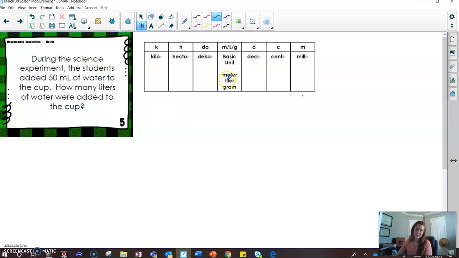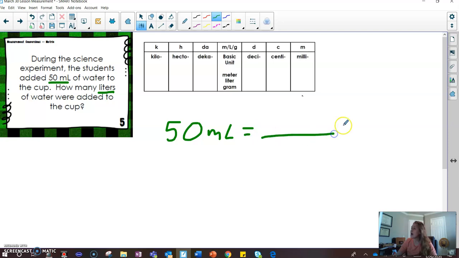All right, so we can see here, based on what I'm providing you, that we're now moving into the metric system. During the science experiment, the students added 50 milliliters of water to the cup. How many liters of water were added to the cup? This is a one-step problem again. We're going from 50 milliliters to liters. So we're going to write our conversion equation. 50 milliliters equals how many liters? We're going from milliliters to liters, so we're going small to big. Divide that pig. So we're going to take 50 and we're going to divide it.